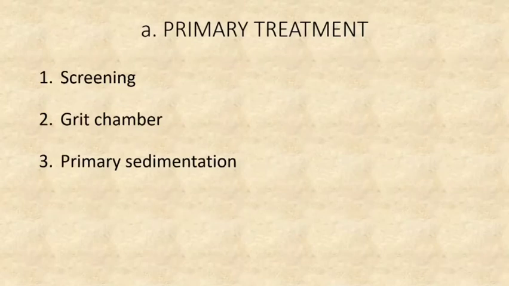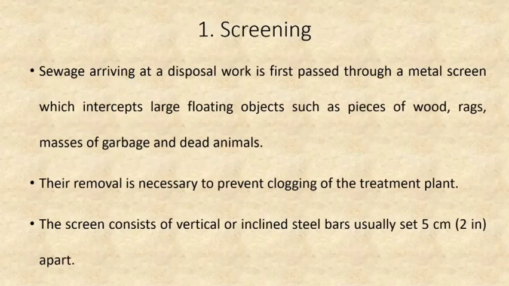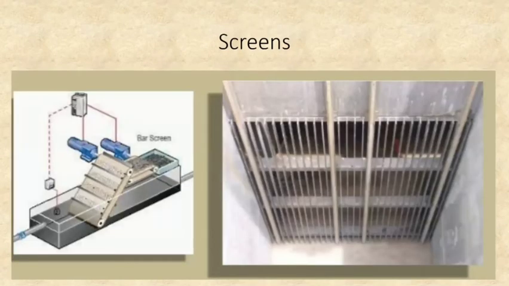In primary treatment, the sewage goes through three processes: screening, the grit chamber, and lastly primary sedimentation. In screening, the sewage arriving at a disposal work is first passed through a metal screen, which intercepts large floating objects such as pieces of wood, rags, masses of garbage, and dead animals. So the first stage is screening. These are screens.